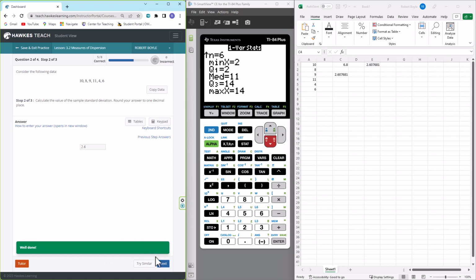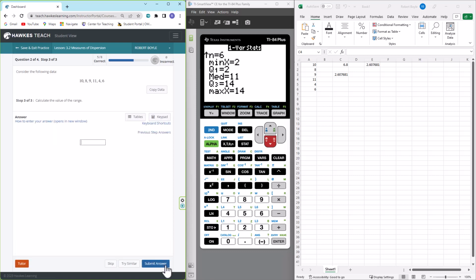All right, and the last one, of course, is the range. Now, if you wanted to, you could go ahead and sort these. That way you know what the maximum is and the minimum is. Or you can just eyeball it. The largest value is 11. The smallest value is 6. 11 minus 6, that happens to be 5.